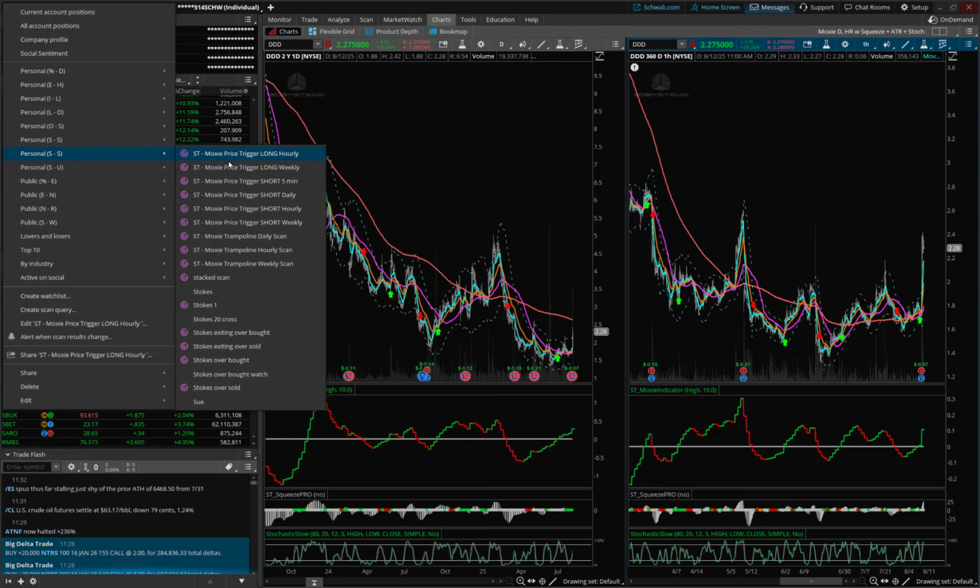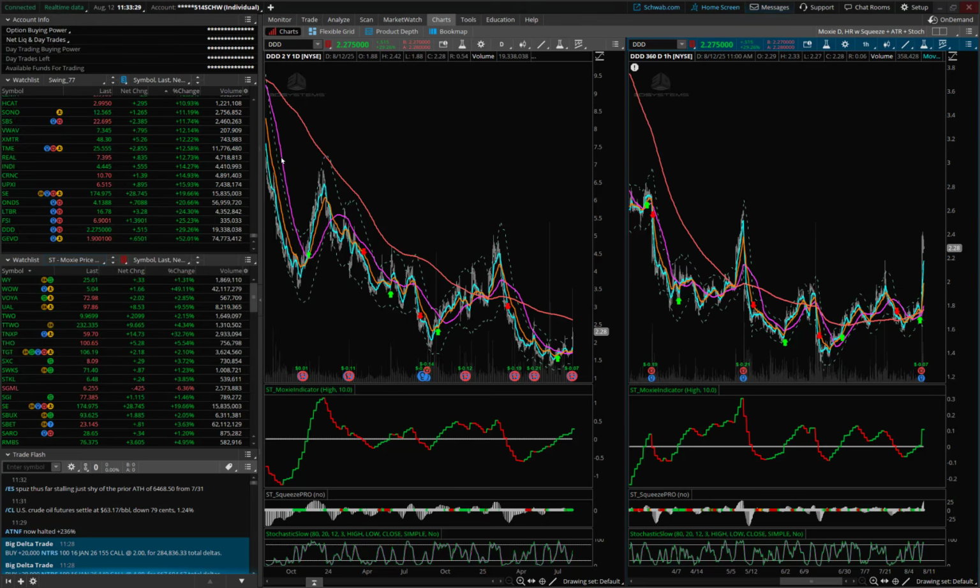So for example, let's just click on the Moxie price trigger long hourly. That means I want to see the Moxie price trigger on the hourly time frame populating, and then here it is. Now what that allows me to do is to sort this. You can also, with Thinkorswim, have it make noise when one comes on or one comes off. That might get a little annoying. I have mine silenced. And so what this does is it means you don't have to keep scanning throughout the day. This will actually automatically populate anytime that condition is met, and that is an amazing thing.